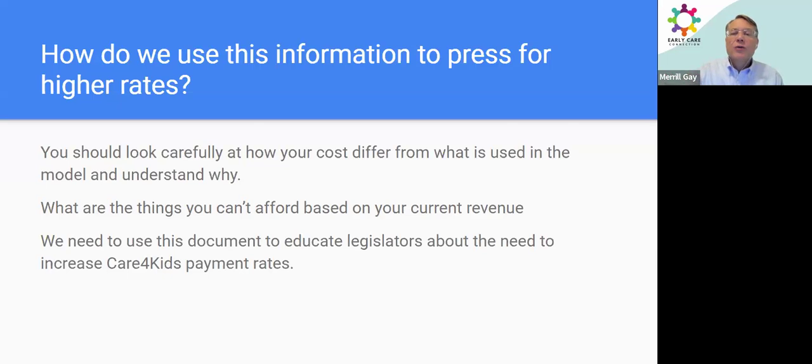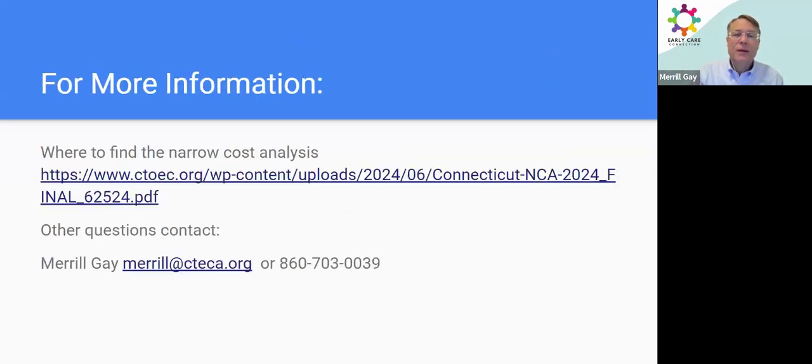So we can use this tool. Here is a document prepared by the Office of Early Childhood that points out the shortage in the payment levels. And that's a really powerful tool that we can use. So there's the link to the document if you haven't seen it yet. And if you have questions about how to use it, or if you want some help thinking about organizing a meeting with a legislator, there's how you can reach me. And I think Ava's going to pick up and talk some more.